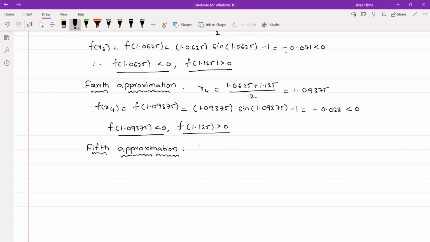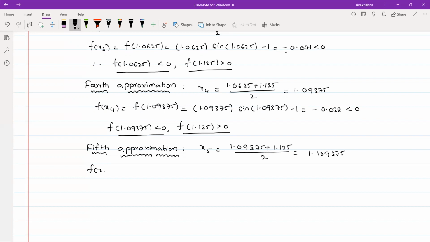Coming to the fifth approximation, x5. This is also the average of the two numbers having opposite signs, and the two numbers are 1.09375 plus 1.125 by 2. When we apply the average of those two numbers, we get 1.109375. So this is x5.